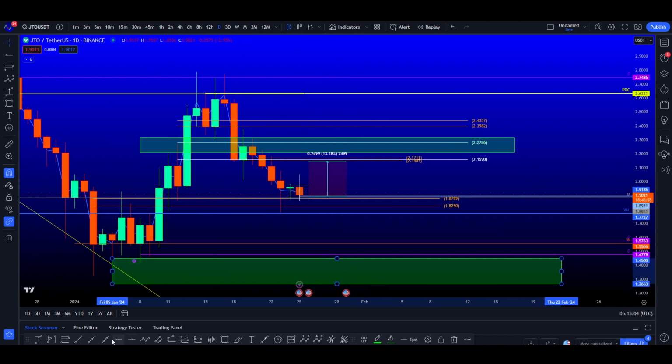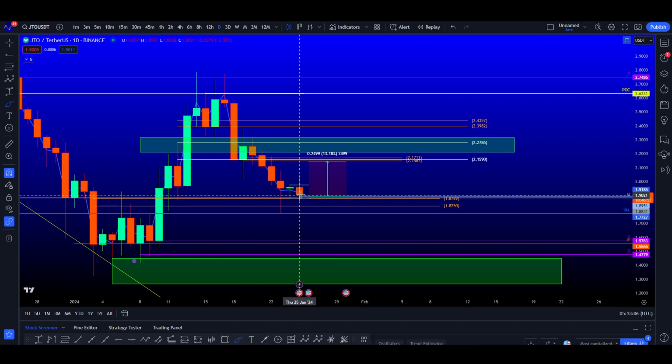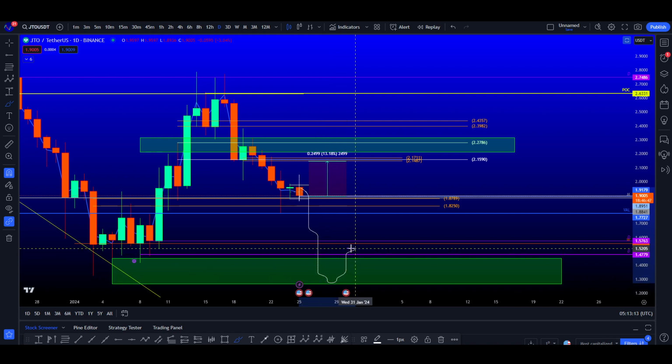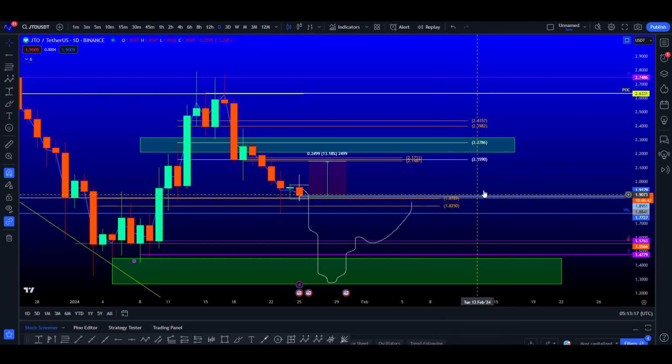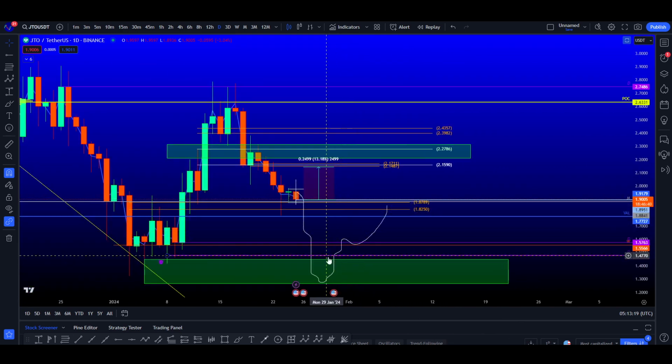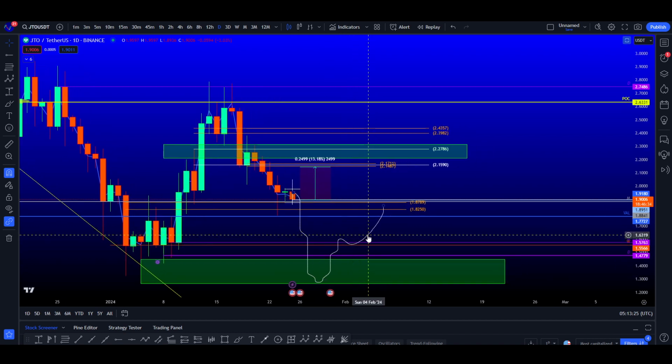So a nice setup would be for price to just fail, sweep these lows, grab some liquidity, come back up, close above the weekly. If we could close above the weekly, that's a pretty solid entry trigger for me. It shows a little bit of sign of strength. And at that point, you're going to have a change in market structure on the lower time frames as well.